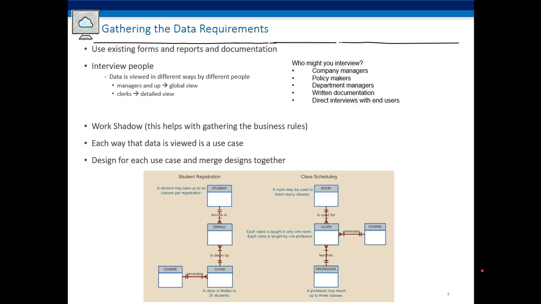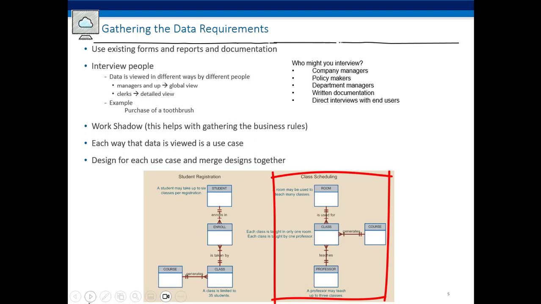In this example, we see a use case for student registration. So what does a student need to do to register? And you'll see that we need a student entity, an enroll, I call it registration entity, a class entity, and a course entity. A different use case could be class scheduling.